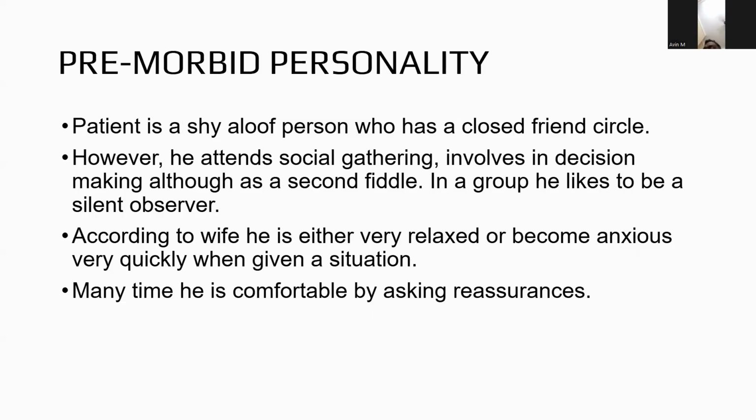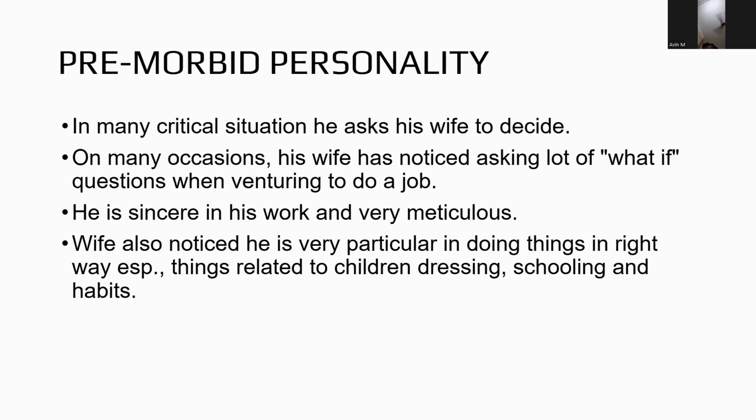Pre-morbid personality. Patient is a shy, aloof person who has a close friend circle. He attends social gatherings, but he likes to be a silent observer. According to wife, he is very relaxed, but when given a situation that requires decision making, he becomes anxious. Many times he is comfortable asking reassurances. In many critical situations, he asks his wife to decide. Whenever given a problem, there are a lot of what if questions, especially in the pessimistic way.